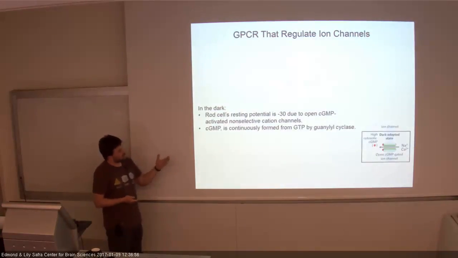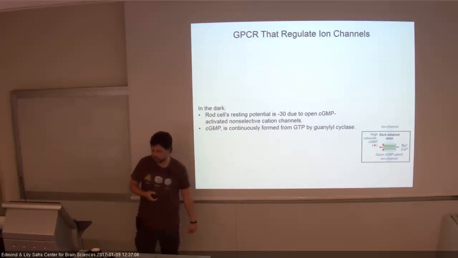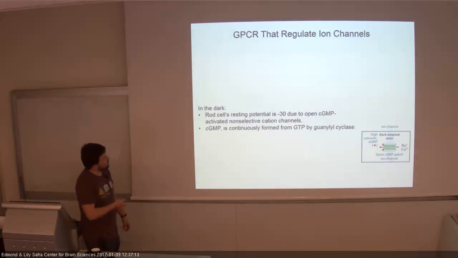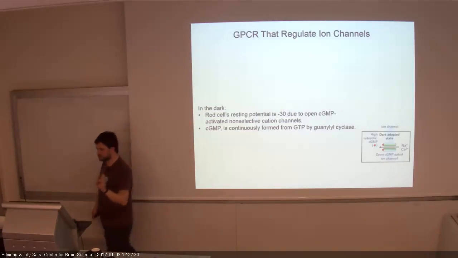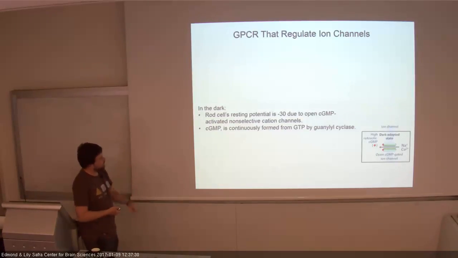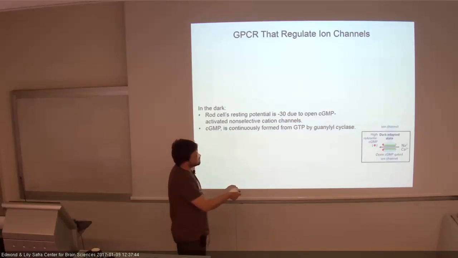So what actually happens is that inside these rod cells, if we are in dark conditions, the resting potential of the cell is minus 30, which is different from what we learned so far, which is normally minus 70 in most cells. And this minus 30 is due to open channels activated by cyclic GMP. Until now, the secondary messenger of the system was cyclic AMP. Now we're talking about a different type of secondary messenger, which is cyclic GMP. This sodium calcium channel is activated when it's bound to cyclic GMP.